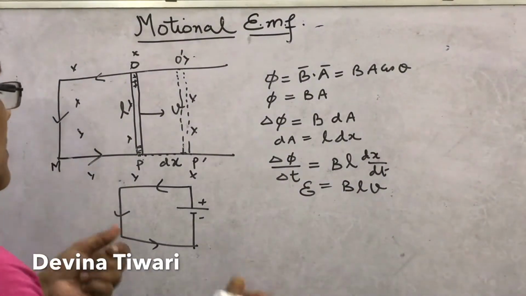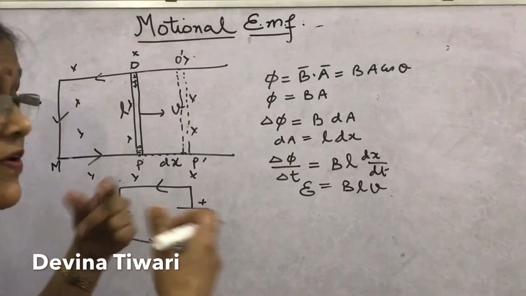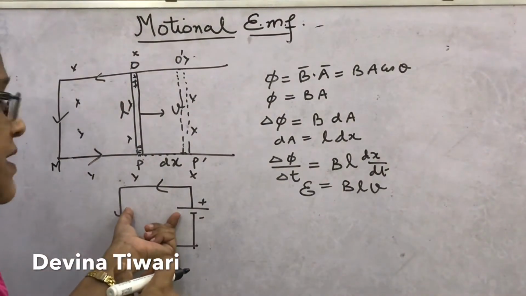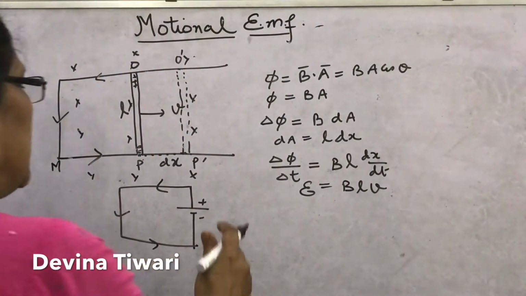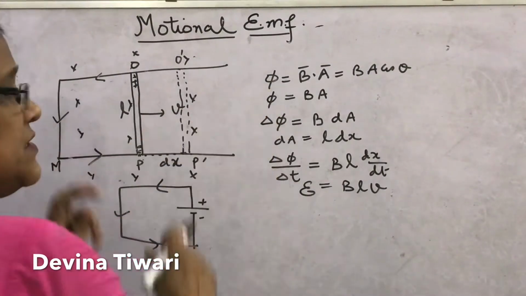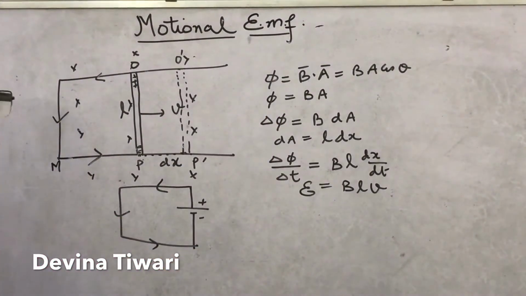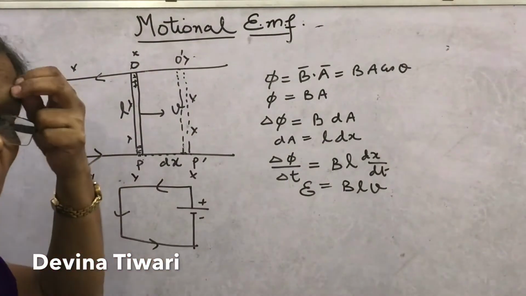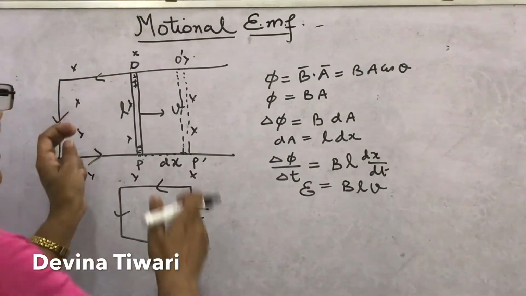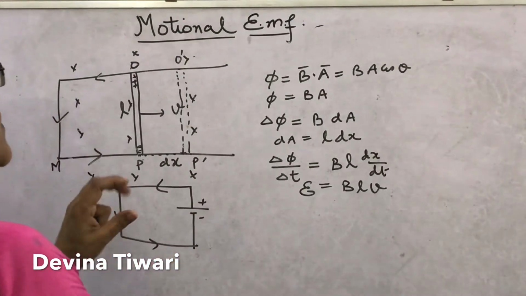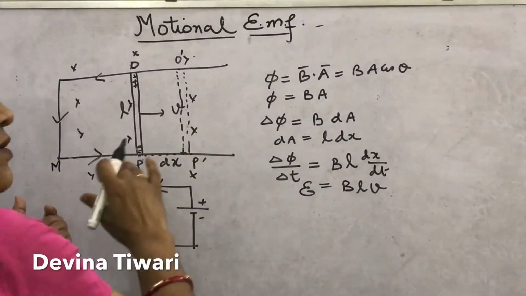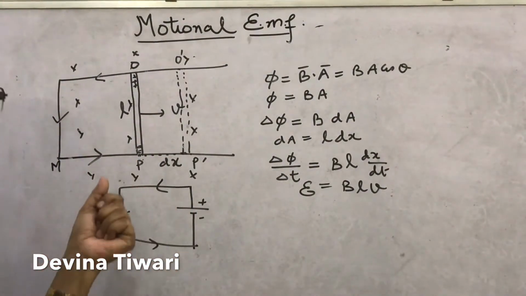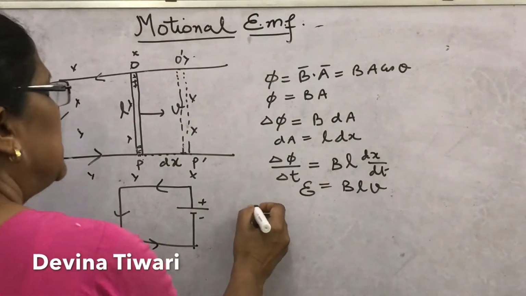We can also explain Faraday's law here. Look, if the area increases, then the EMF opposes its cause of production. The cause of production is the increase in area, so what should be the EMF produced? The EMF produced will be opposite. You know what EMF is?